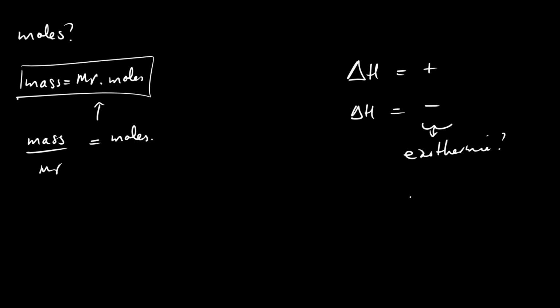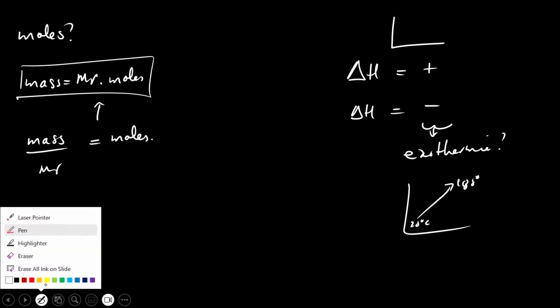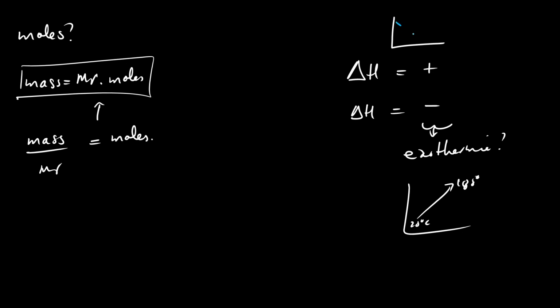How do you know it's exothermic? It's when you have an increased temperature rise. Okay. So let's say something increased from 20 degrees to 180. We know that's exothermic. If it's endothermic, you would have a temperature decrease, which would be represented by a positive value. Negative is exothermic and positive is endothermic.